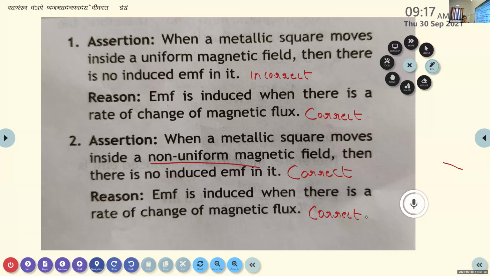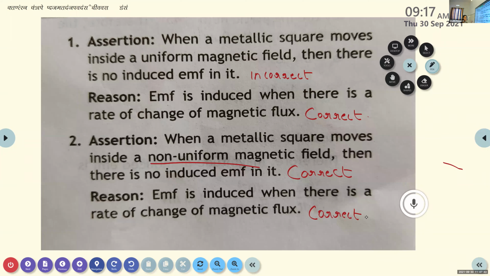Not correct. What about others? Aditya, what do you think? Is the reason the correct explanation for the assertion? Actually, it is a correct explanation. This is the reason why the EMF is induced in it. EMF is induced when there is a rate of change of magnetic flux. The reason is correct and it is the correct explanation for the assertion.